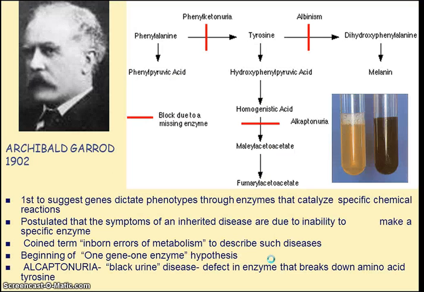And so we have this guy who suggested that there's phenotypes through different enzymes, and he started the one gene, one enzyme idea. Found that when an enzyme goes out, that could be an inherited disease. And for instance, black urine, that is a defect in an enzyme that breaks down amino acids.